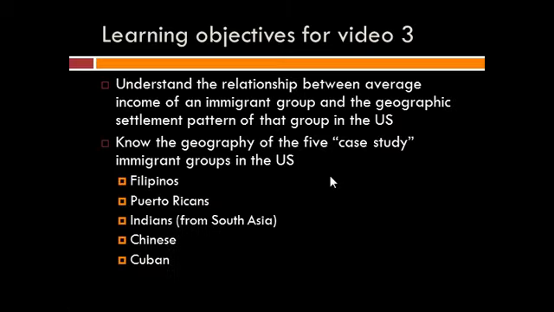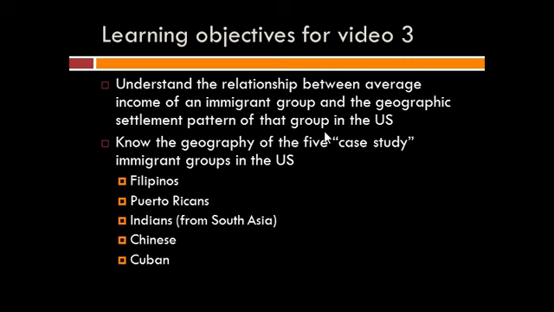This is the third video dealing with the immigration module. Let's begin by looking at the learning objectives for this video. First, we're going to examine the relationship between the average income of an immigrant group and the resulting geographic settlement pattern that that group has within the United States.